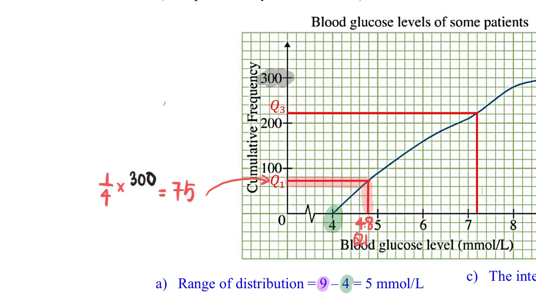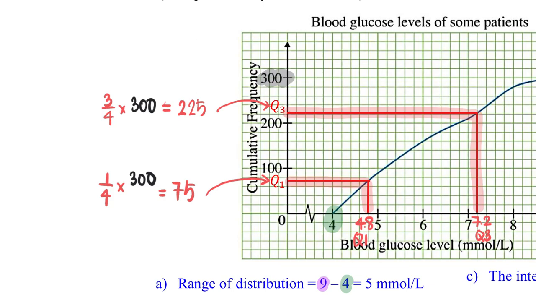Upper quartile is at the 3/4 mark, or 75% of the data, and in this case we have 300 of them, and this will then give me 225, which is here. And therefore, from the graph, I gather that this is 7.2. This will be my upper quartile.